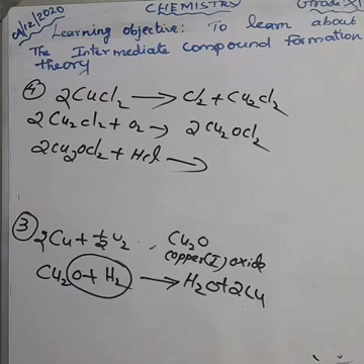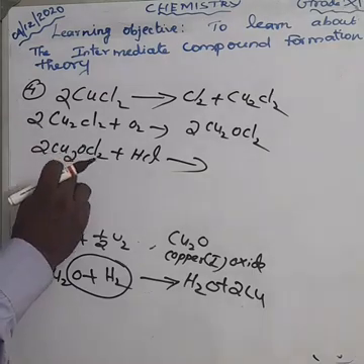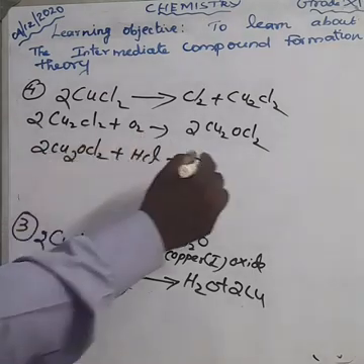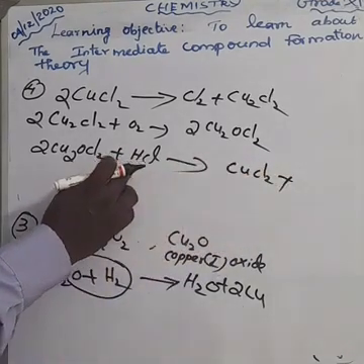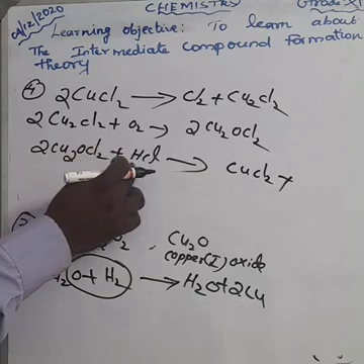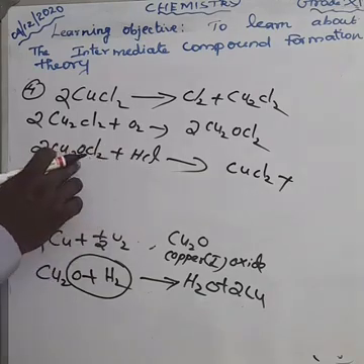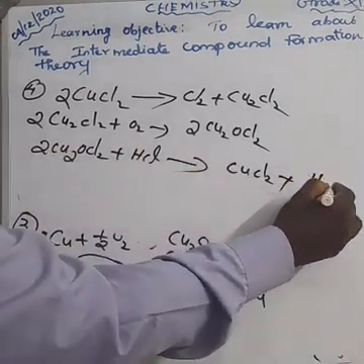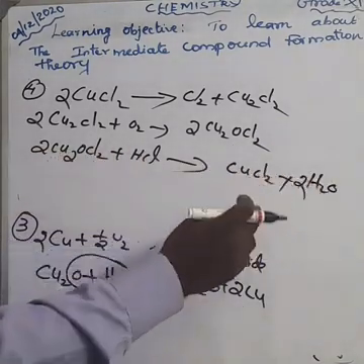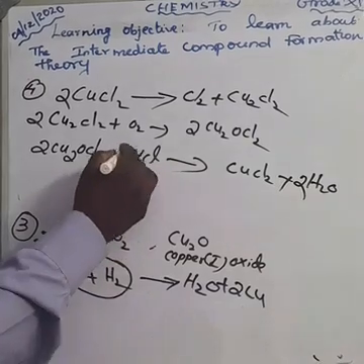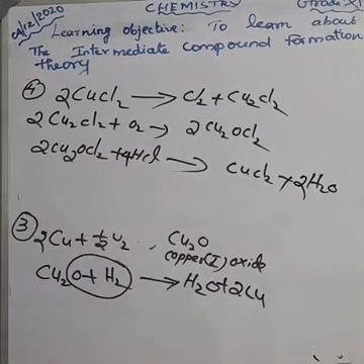So here what is the product? Copper reacts with the chlorine to form CuCl2, plus hydrogen combines with the oxygen to form water. So how much oxygen is there? 2 oxygen, so make it 2 here. How much hydrogen is there? 4 hydrogen, make it 4 here. Now the equation is balanced.